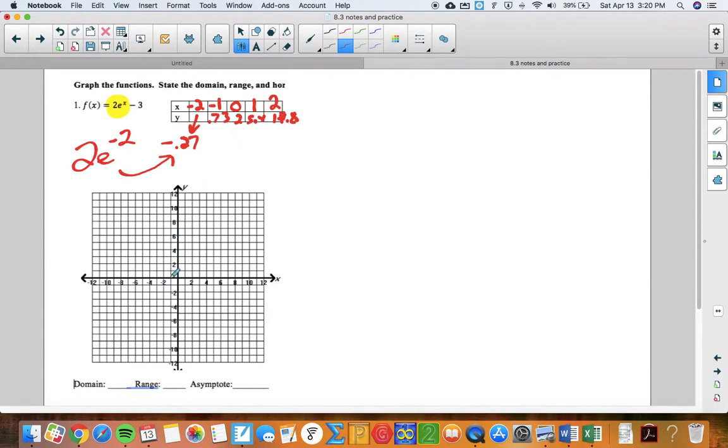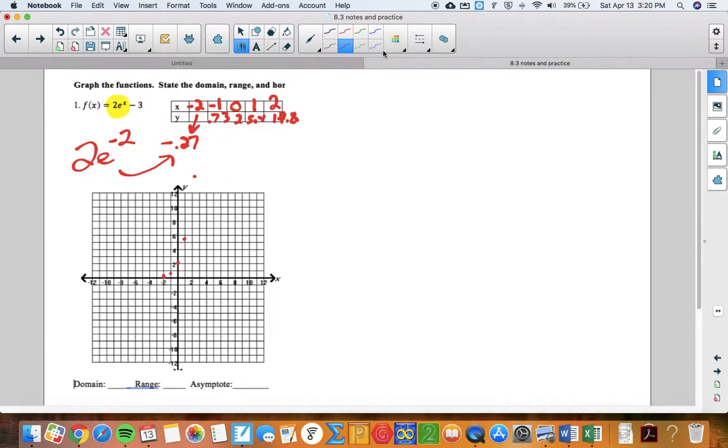So let's graph those. Negative 2, 0.27 is right about there. Negative 1, 0.73 is still going to be below 1. When x is 0, y is 2. 1, 5.4 would be between 5 and 6, technically closer to 5, but it's pretty hard to tell on this thing. And then 14.8 when x is 2. You're right around there. So this is the parent function, which I've highlighted.